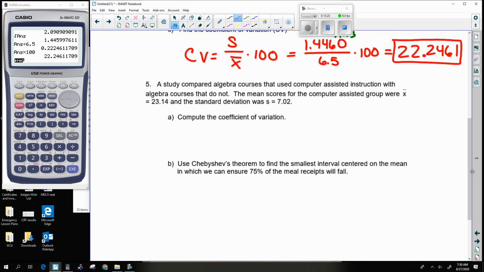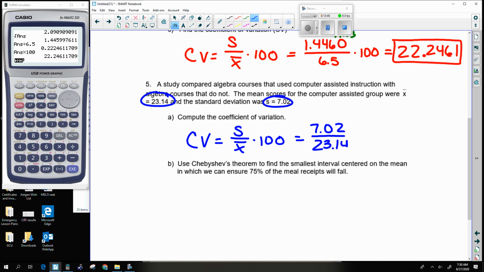All right, next problem, coefficient of variation. Wrong formula. S divided by x bar times 100. So those numbers are in the problem itself. So s divided by x bar times 100.